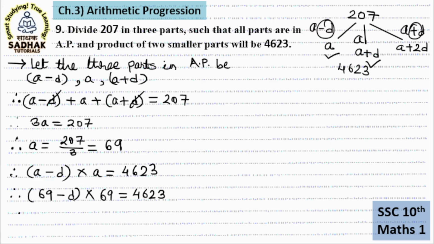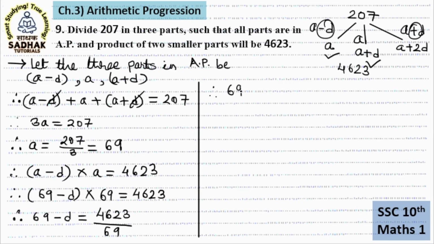Now let us keep this 69 minus D on the left hand side only, and let us take this 69 to the right hand side, so it will become the denominator. That means we will have to divide 4623 by 69. So therefore 69 minus D equals that. Now this division, 4623 divided by 69, let us do it in the rough work here.